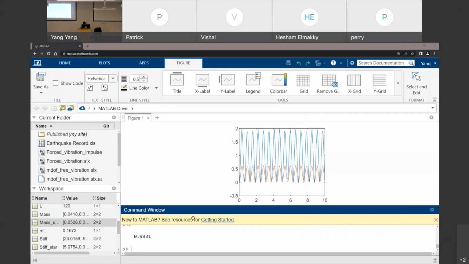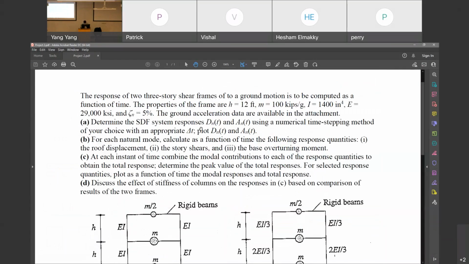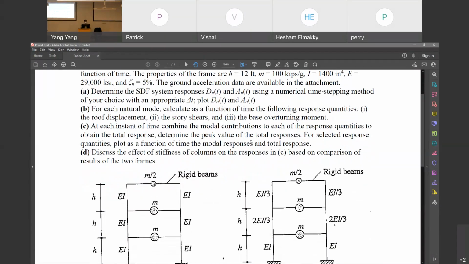So here, maybe share that with the online students too. Online students, we are talking about the project here. The first one: determine the SDOF system responses, D(t) and A(t). What is D(t)? The displacement for each floor. A(t), that's the acceleration.